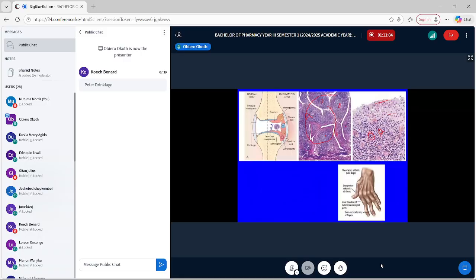Okay. And these are the deformities. This is the Boutonniere's deformity. This is the ulnar deviation. This is the swan neck deformity. Late stage of rheumatoid arthritis.